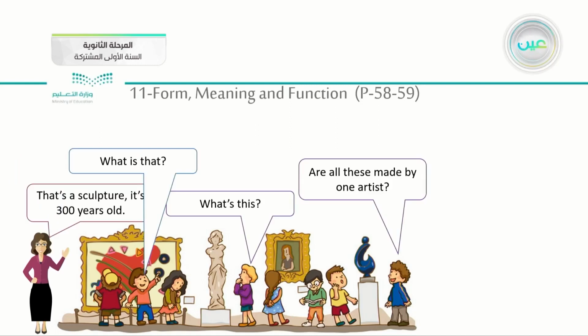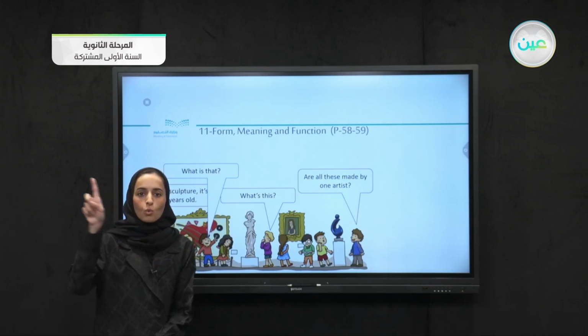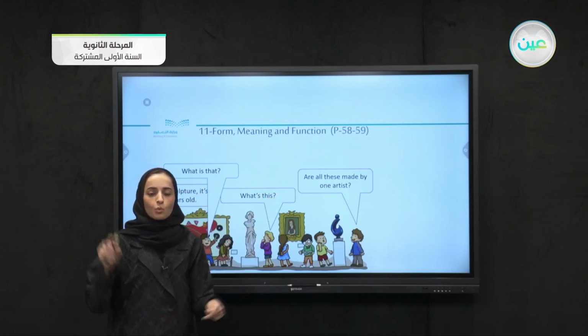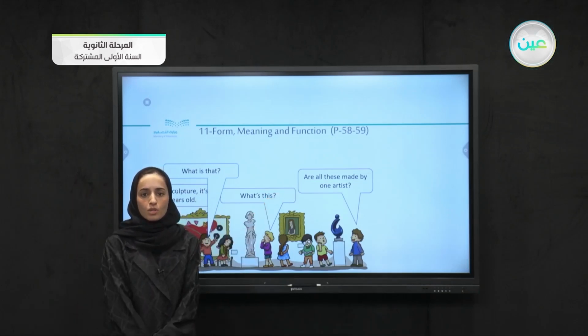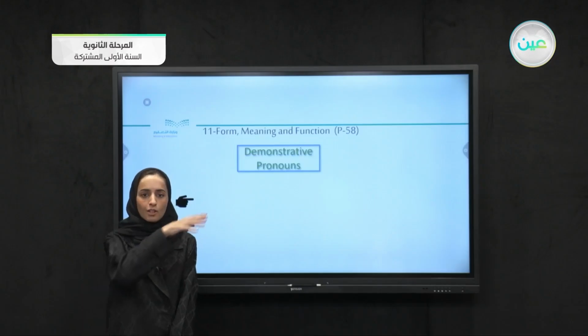Now let's take the speech one by one. And here, what is that? That is a sculpture. It is 300 years old. And what is this? All of these are made by one artist. You notice that they are trying to point out, what is this and what is that? What are these and what are those? This is the use for the demonstrative pronoun, when you are trying to point this and that, these and those.